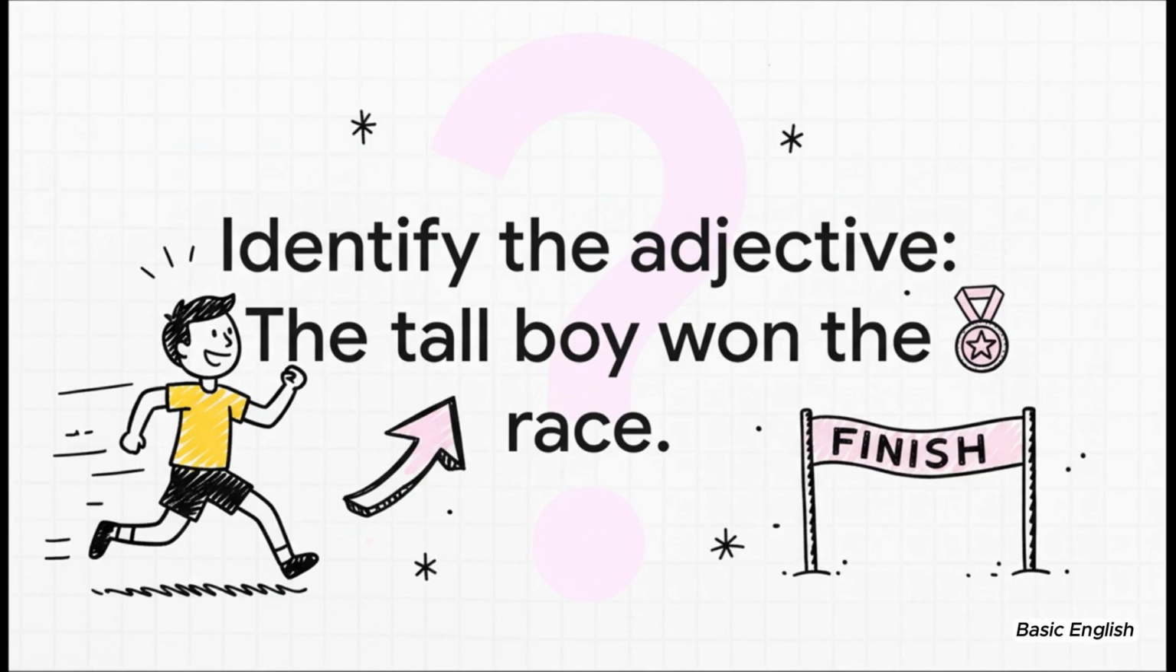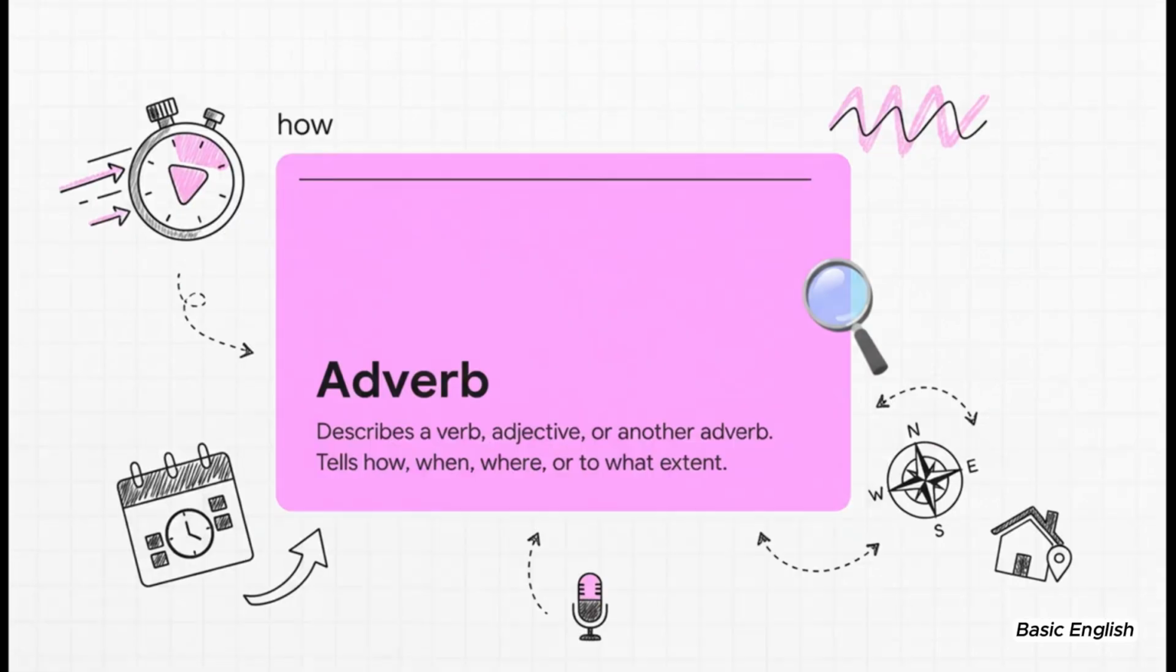So, take a look at this sentence. Can you spot the word that tells us more about the boy? Yeah, that's right. It's tall. It's such a simple little word, but it paints a much clearer picture in your head, doesn't it? Okay, so adjectives describe nouns.